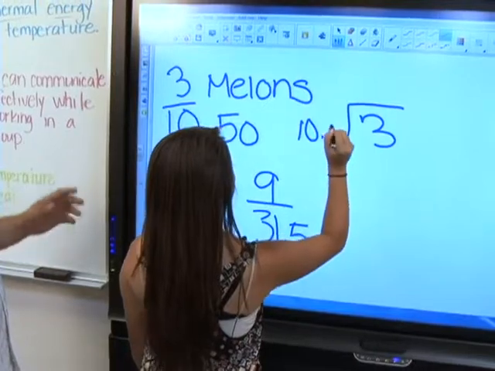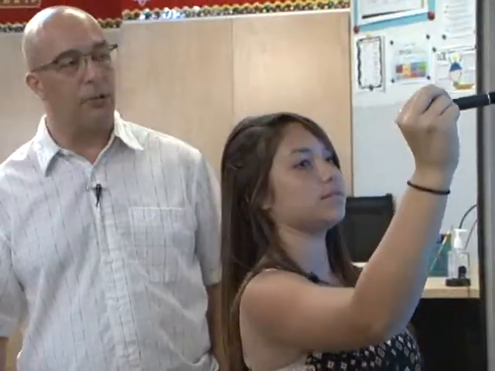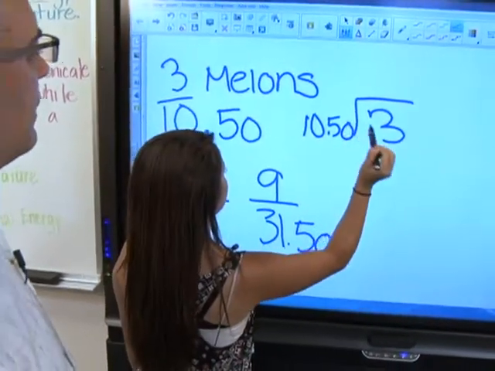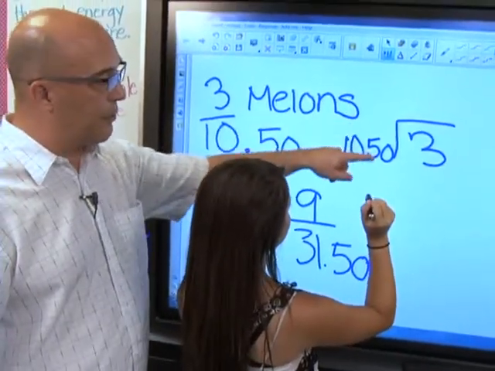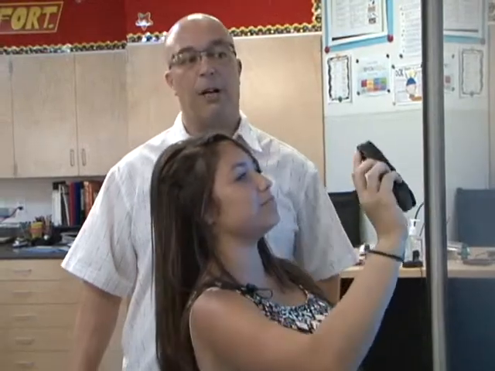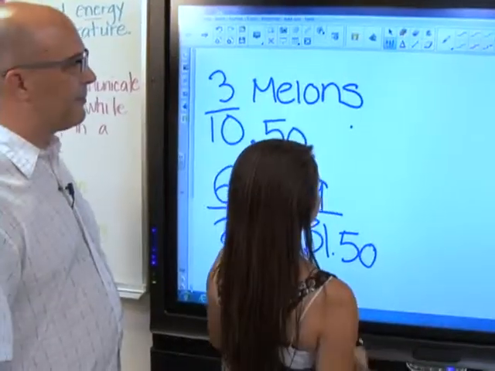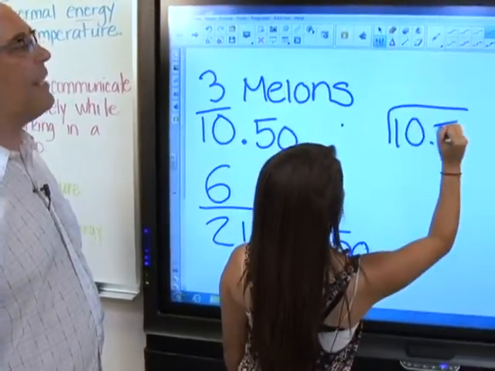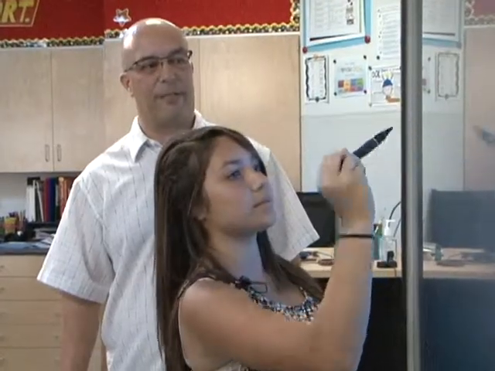So what are you going to do? What are you doing right now? I'm dividing it to find the price of 1. Okay, so you want to find the price of 1 melon. Yes. Now, if you want to go $10.50 into 3. Oh, yeah. So you want to do it the other way? Yeah. There you go. All right. So now you've got $10.50 divided by 3. Perfect.